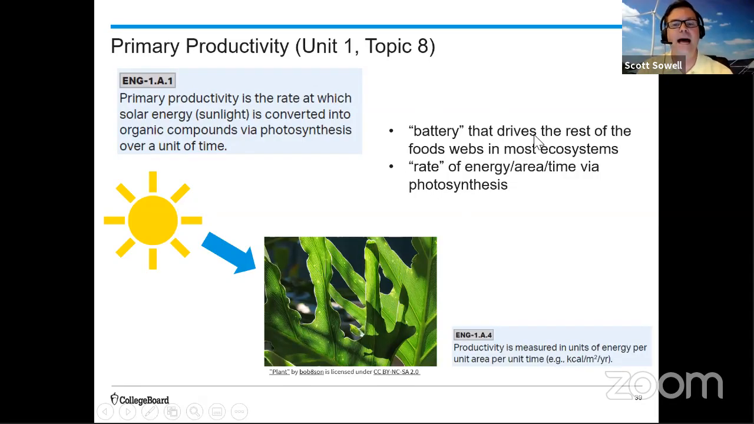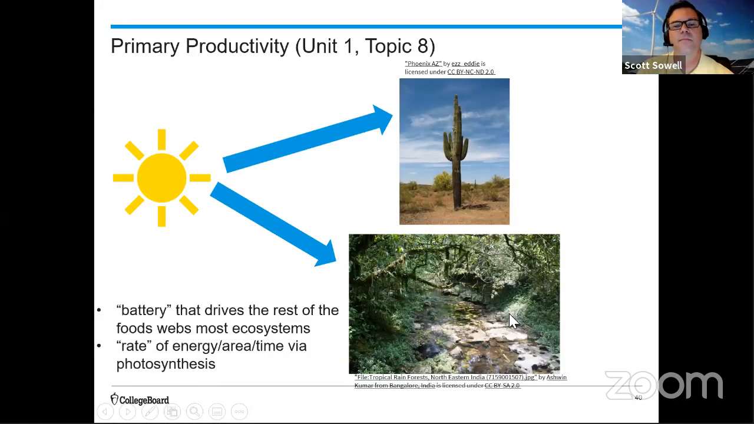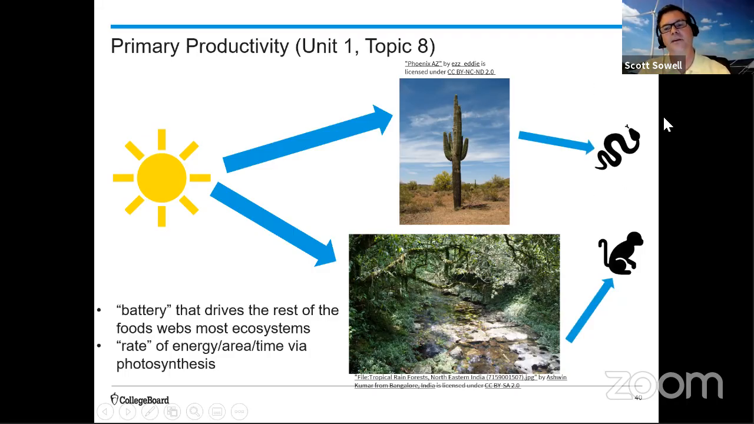Also think about productivity as the battery. I always think of productivity, or the amount of photosynthesis, as the battery that drives everything else in that food web. It's the source of everything. Now, obviously, it originates from the sun, but the plants are the things that turn that sunlight into organic compounds that then can be transported throughout the ecosystem. Keeping that in mind, think about how the productivity in a desert and the productivity of a tropical rainforest might influence the biodiversity or species richness in those two locations. There is a connection between productivity and overall biodiversity or species richness.